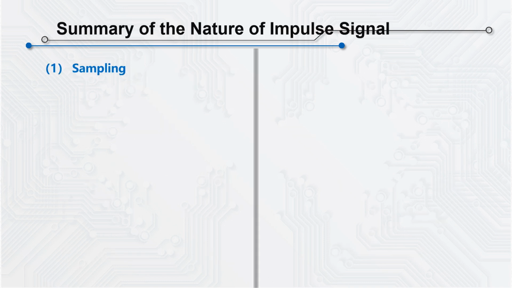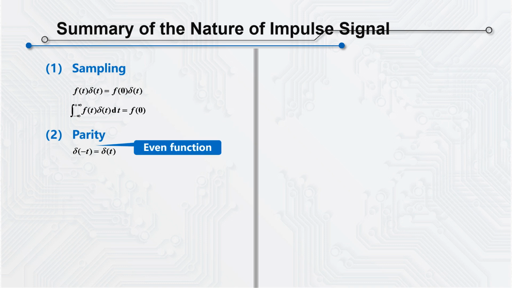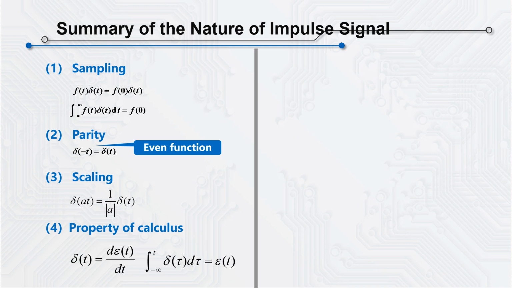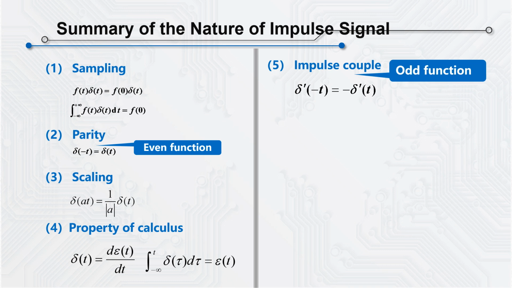Now, let's summarize the nature of impulse signal and impulse couple signal. First, screening or sampling. Second, parity. The impulse signal is an even function. Third, the scaling on the impulse signal. It is different from the scaling of general functions. Fourth, the property of calculus. This is also the relationship between the step signal and the impulse signal. Next, impulse couple. You should notice that impulse couple is an odd function.